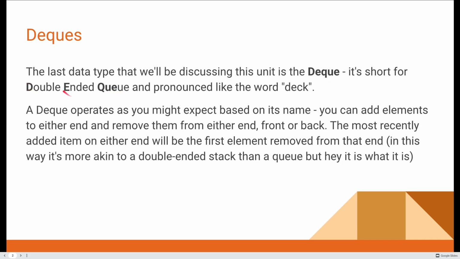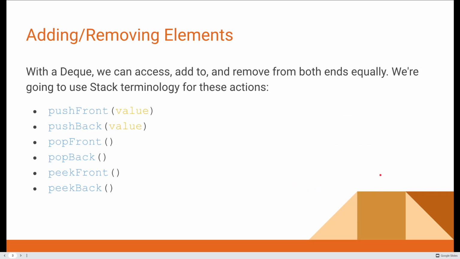Based on the name, double-ended queue, it's going to work very similarly to how you might expect. Like a stack or a queue, you can add elements to either end and remove them from either end. Just like a stack or queue, you will only be able to interface with those ends. You won't be able to add or remove from the middle. We're probably not going to want to sort, but we're able to interface with either end instead of just one end like we could with a stack or a queue.